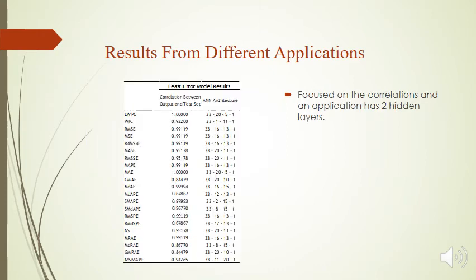And in this application, we focused on the correlations. This application has a two hidden layer feed-forward neural network, and the proportions of performance measures as extended weighted performance criteria were calculated, and we chose the model with 100% correlation between output and test sets.